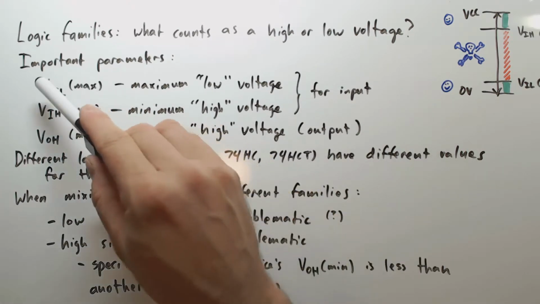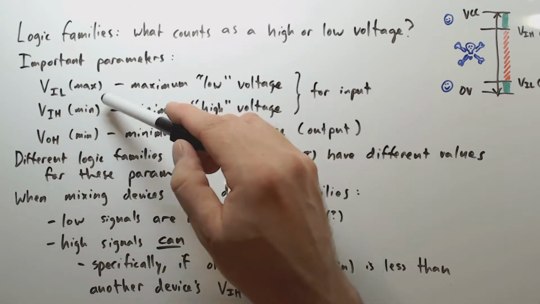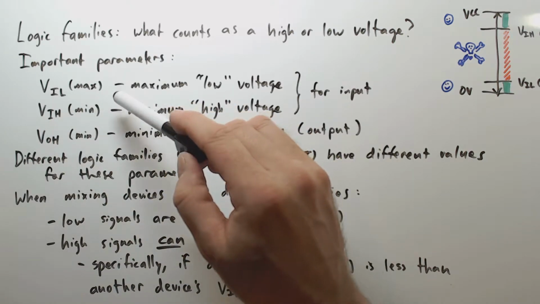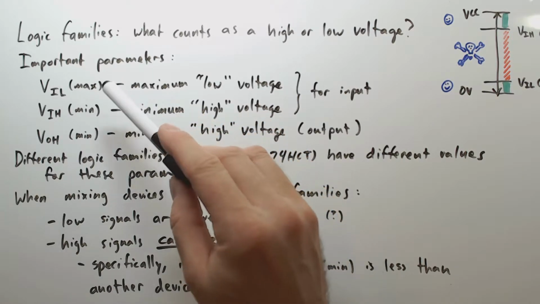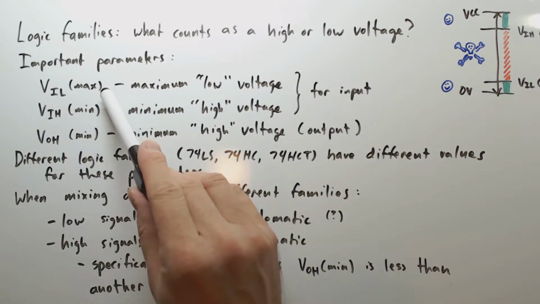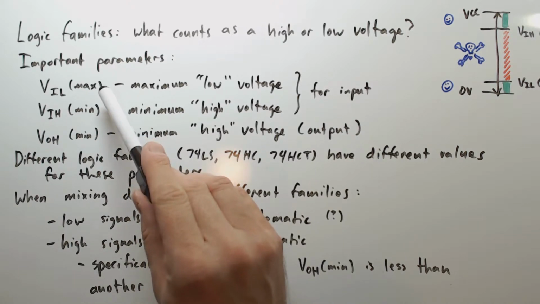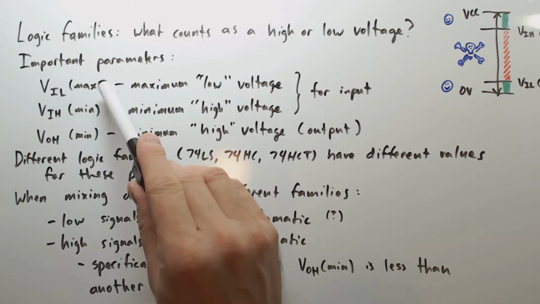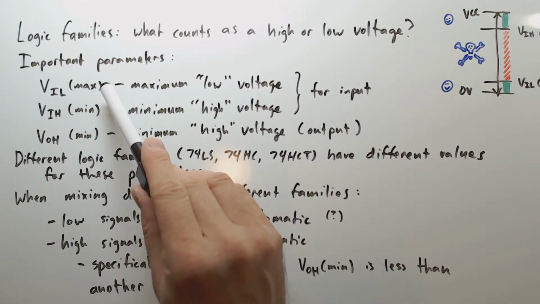Okay, so there are input parameters, and these essentially determine, from the perspective of the input to a logic gate or some other digital input, what is the maximum voltage needed for something to be considered a low voltage, such that essentially all voltages below this parameter are considered low.